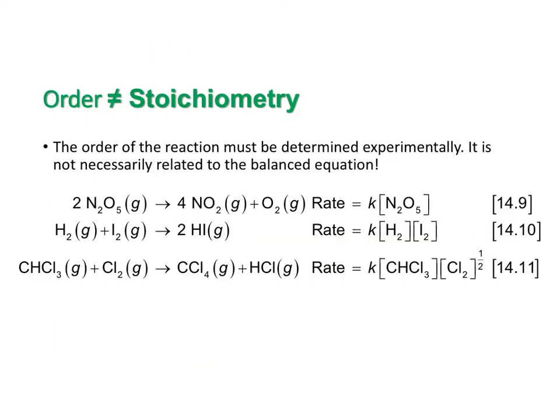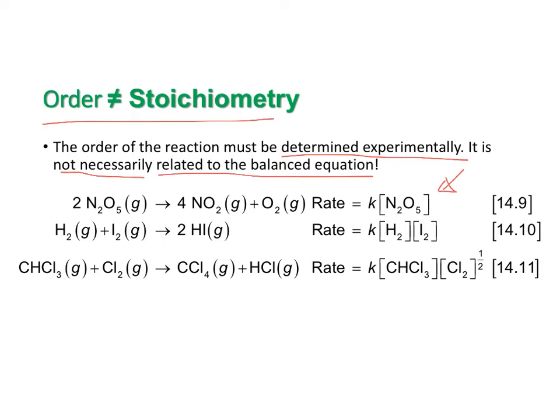And this is what I was alluding to. So order does not equal stoichiometry. The order of the reaction must be determined experimentally. It is not necessarily related to the balanced equation. So in the previous slide, I had the coefficient of NO highlighted in red, and also the exponent, and it looks like it may come from the same thing, but bear in mind they are not directly related, does not equal the same thing.